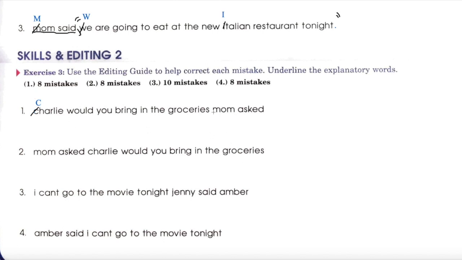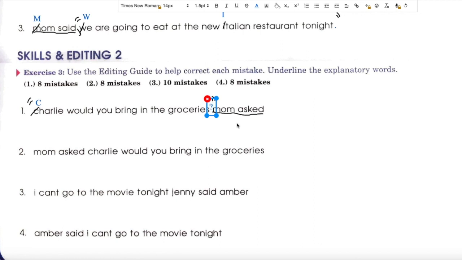Let's underline the explanatory words. Let's put in our quotation marks. Let's put in our ending punctuation at the end of the quotation marks. This is a question, so let's put in a question mark. Charlie, would you bring in the groceries? Remember, the punctuation should be inside the quotation marks. And then let's put ending punctuation at the end of the whole sentence. We put a period at the end.